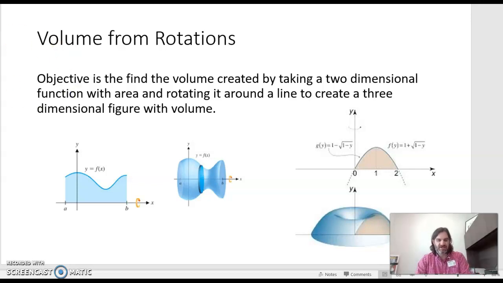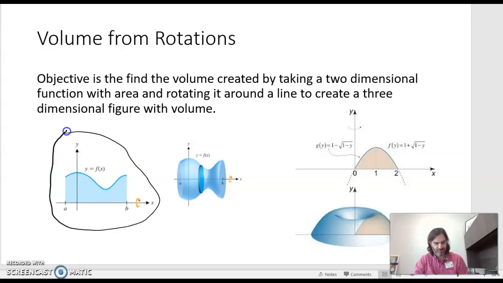So volumes from rotations. The idea here is that we may have a graph on something similar to an XY plane like you see in the graph down here. And what we're going to do is take a region and rotate it around some line. By doing that, we take that solid figure and create a three-dimensional object.